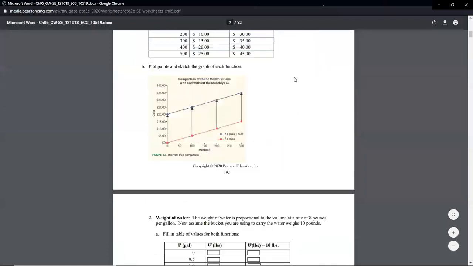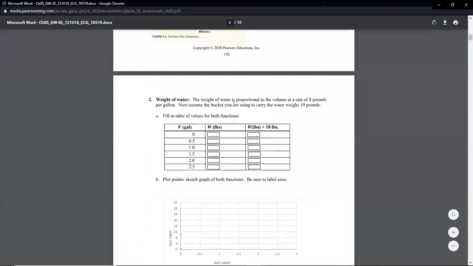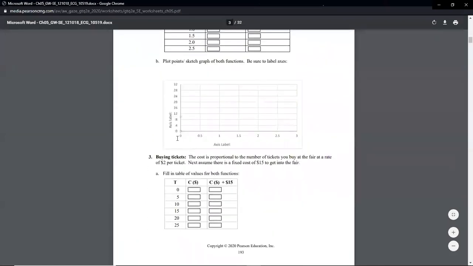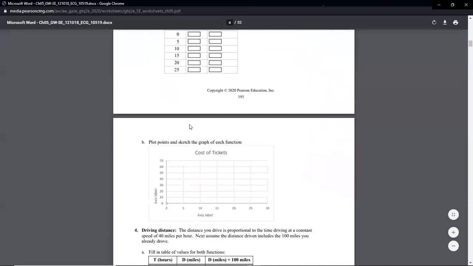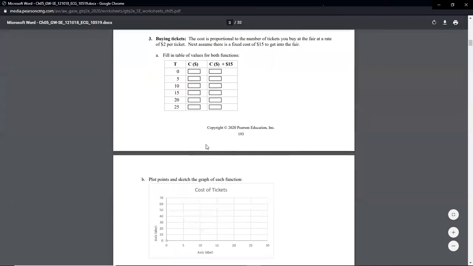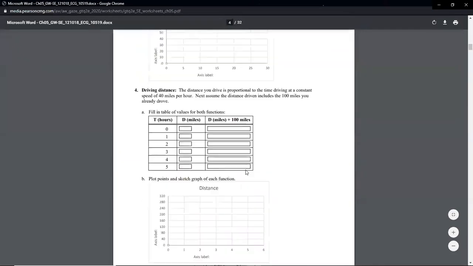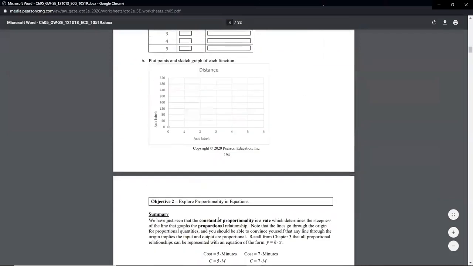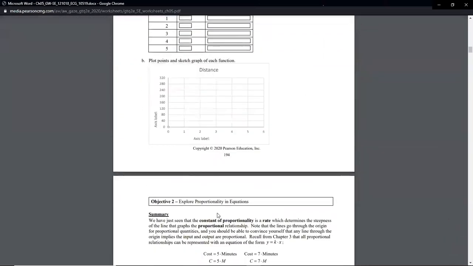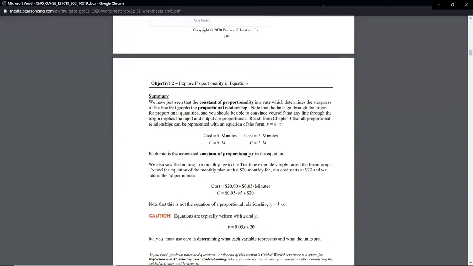Again, what I'm referring to is we made these 3 graphs. We did a graph for the weight of water with the bucket and without the bucket, in the opposite order. We did buying tickets at a fair or Busch Gardens or something, where we had the $15 flat fee to get in and then $2 per ticket. So we had a graph without the flat fee and then with. And then the same thing for a driving distance. If you have not seen that yet, you need to go and watch last class's lecture. So this is what we're getting to now.